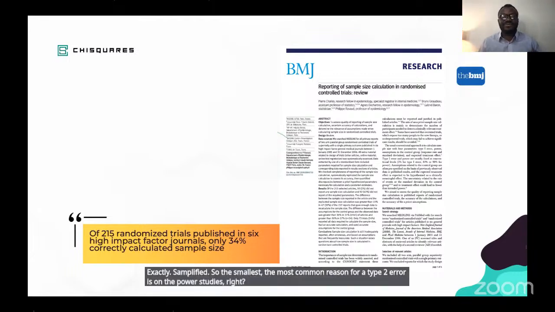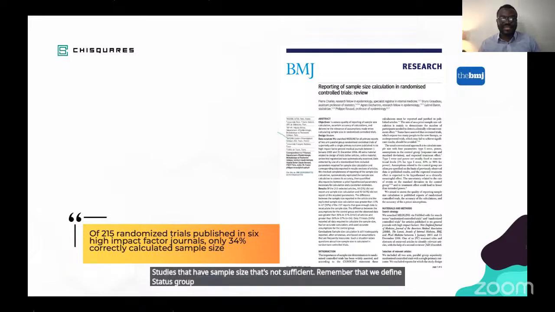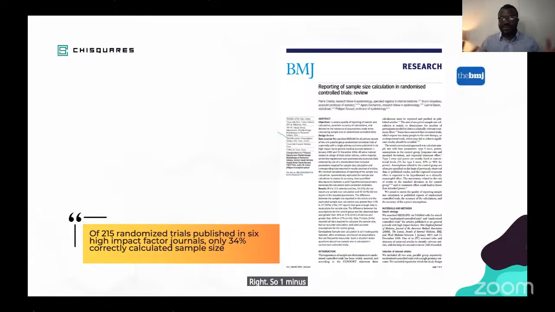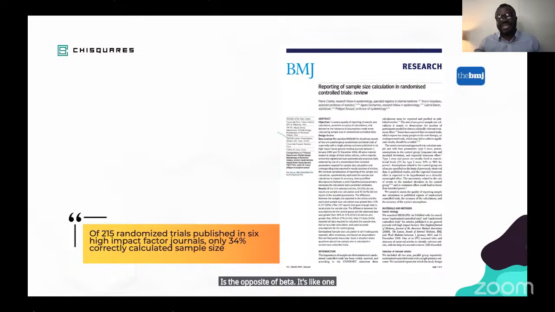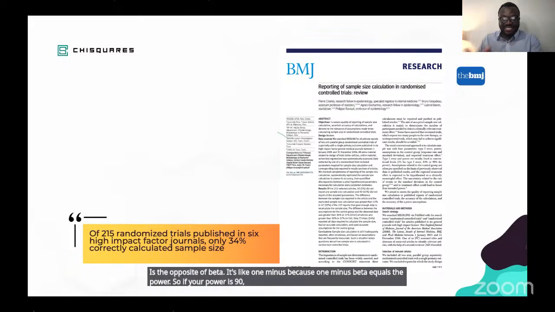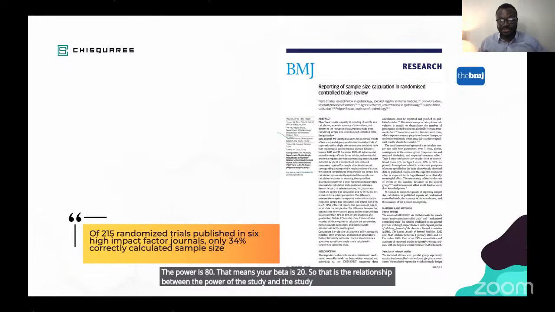Studies that have a sample size that is not sufficient. Remember that we defined power. Statistical power is 1 minus beta, right? So when we talk about the power of a study, a powerful study is the opposite of beta, because 1 minus beta equals the power. So if your power is 90, that means your beta is 10. If your power is 80, that means your beta is 20. That's the relationship between the power of a study and type 2 error.